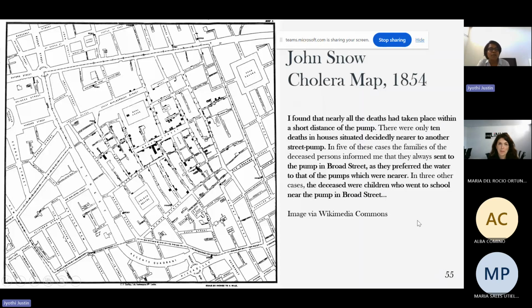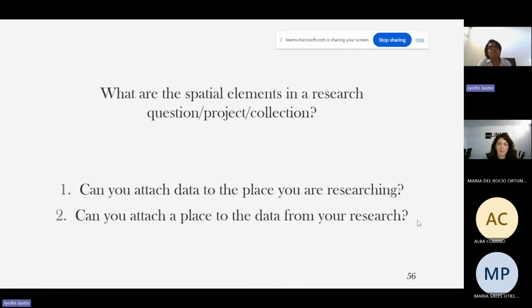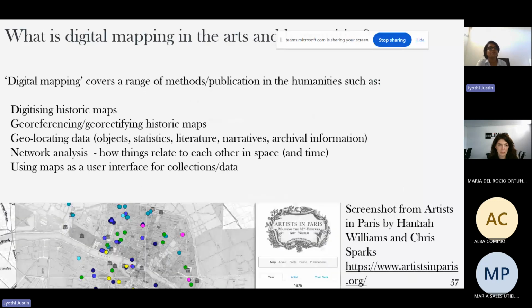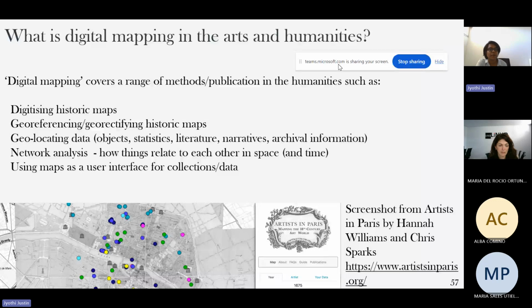So what are the spatial elements in a research question, project or collection? Can you attach your data to a place that you're researching? In my case, I attached it to Kilvenmani. And if you can attach a place to the data from your research, then you can make use of spatial elements. One famous example of using digital mapping in arts and humanities is of artists in Paris, where you can see how artists are located throughout the entire space in Paris, and how and why particular artists are located in specific places.